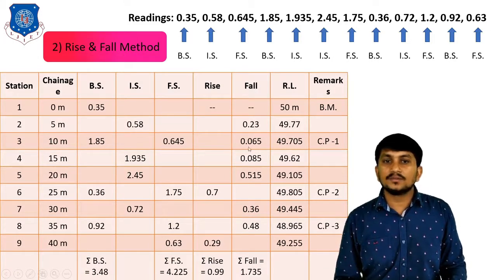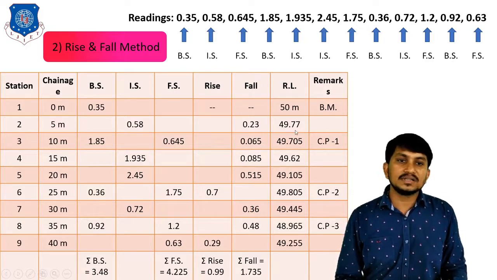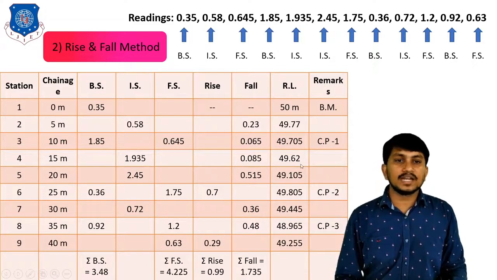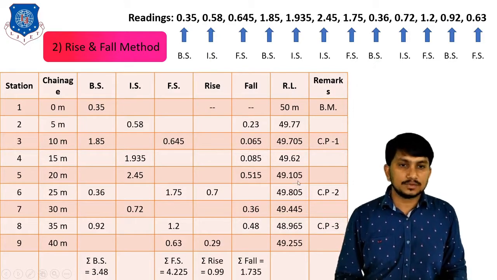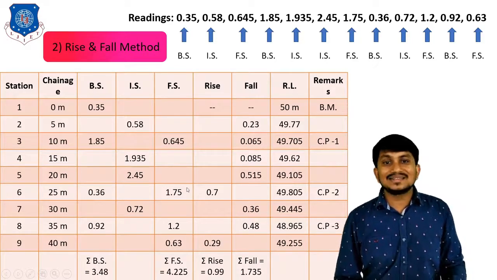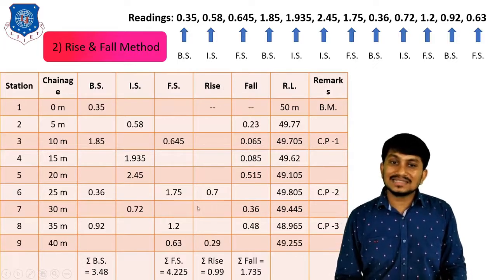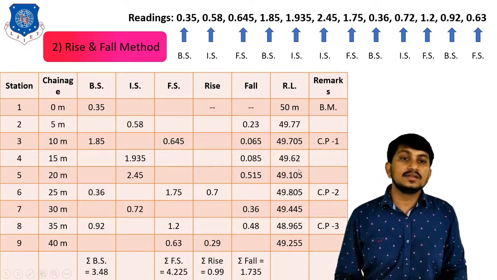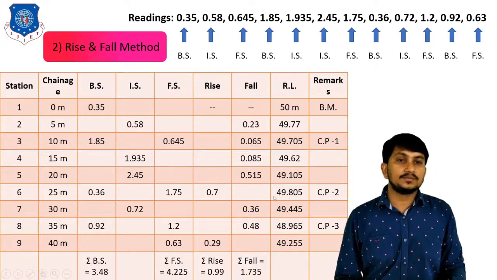Next, here also there is a fall, so we have to deduct this value from preceding value, which is 49.77. So 49.77 minus 0.065 gives 49.705. Okay, 49.705 minus 0.085 gives 49.62. 49.62 minus 0.515 gives 49.105. 49.105 plus 0.7. Why there is a plus? Because it is the rise. When there is a rise in the station, we have to add the value of rise to the preceding RL. So 49.105 plus 0.7 gives 49.805.